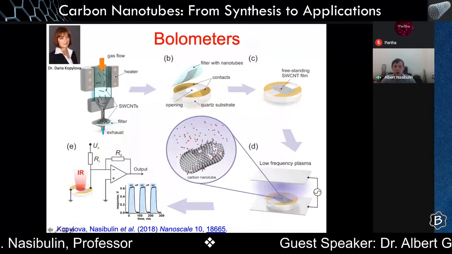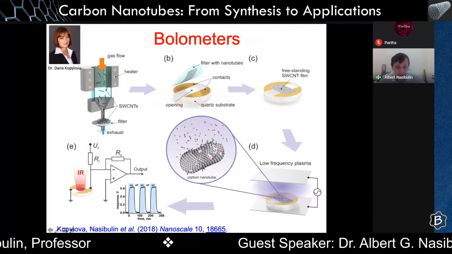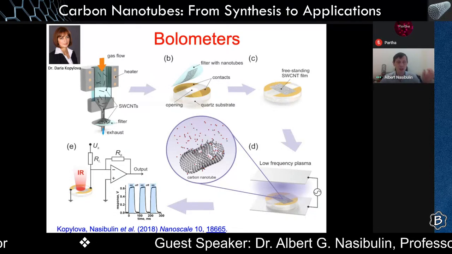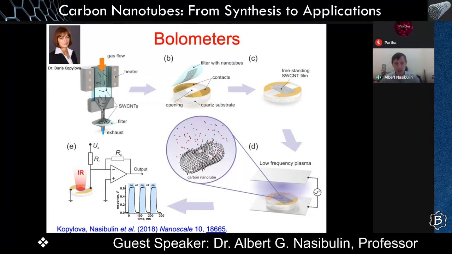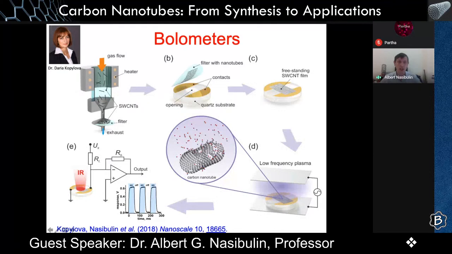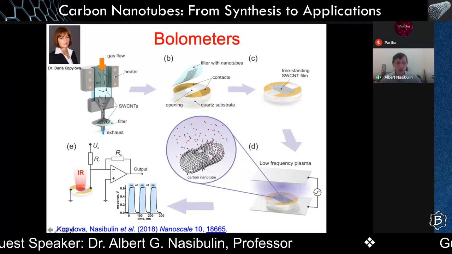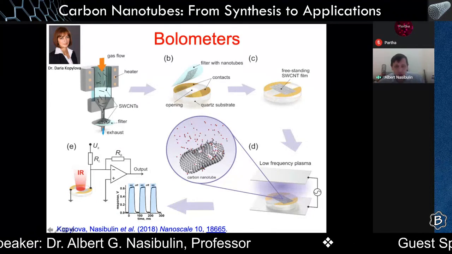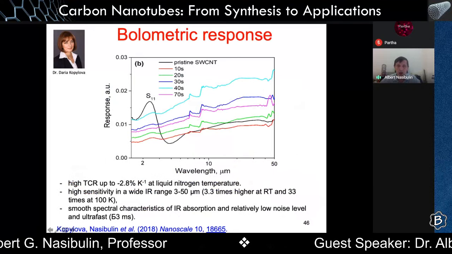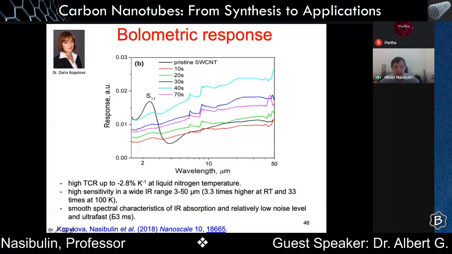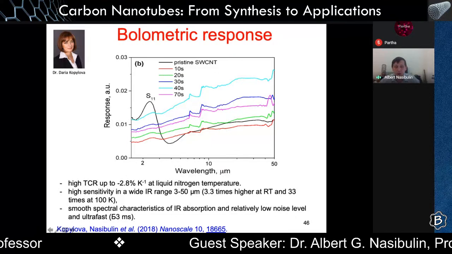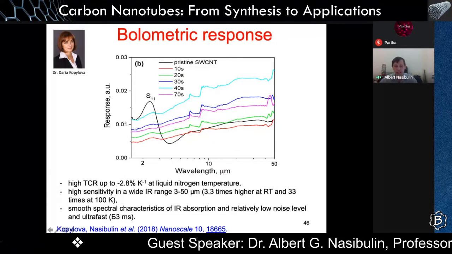One more application for carbon nanotubes I would like to show is this: since the film we are producing is only a few layers of carbon nanotubes, it has almost zero mass. When you irradiate it with infrared, you heat it up and the resistance changes. If you detect the change of resistance under irradiation, you get a device called a bolometer. So we created a bolometer here. We studied the carbon nanotubes, but also carbon nanotubes which were irradiated with a plasma. That allowed us to produce a highly sensitive material which works in a quite wide range, with a response time on the order of a few milliseconds.